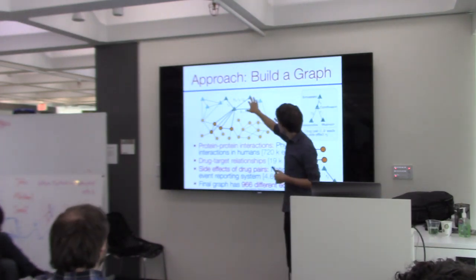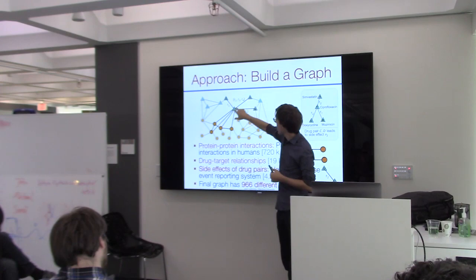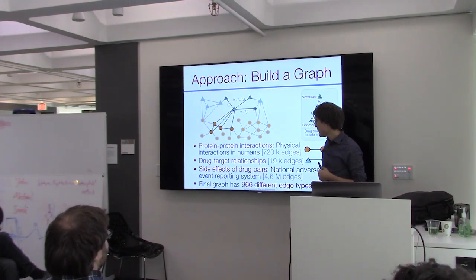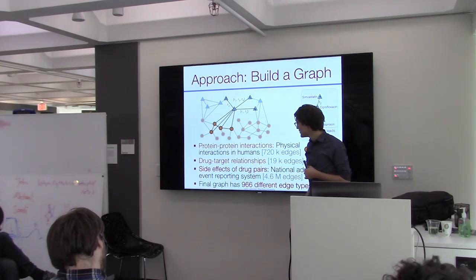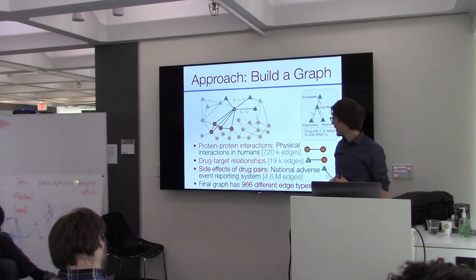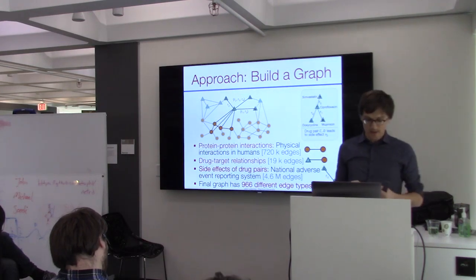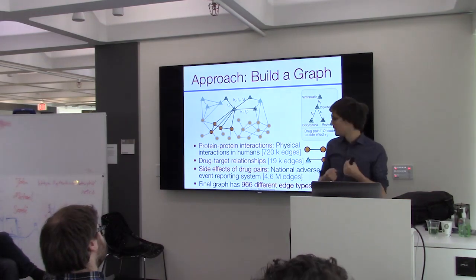Then in the second layer, we will have drugs. These are triangles, compounds, right? We have about 5,000 different drugs, I think, which are all the drugs that are approved by the FDA. And then what is also happening is that the FDA has a national adverse event reporting system.